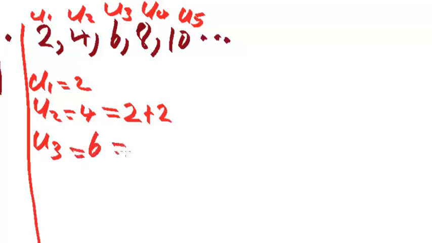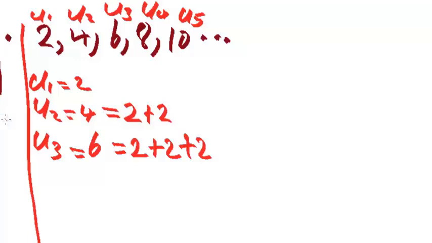Now the third term is u3, and u3 is 6. How did we obtain the 6? The 6 has been obtained by just adding 2 again to the second term. So we have 2 plus 2, 4, which is the second term. Then we added another 2 to the second term, and we had a 6.